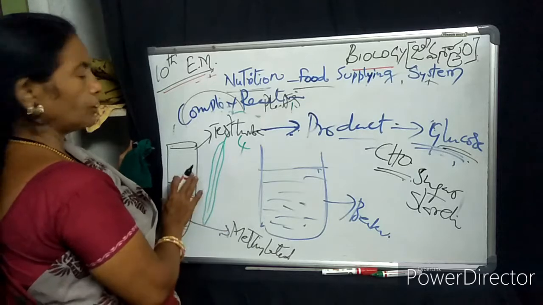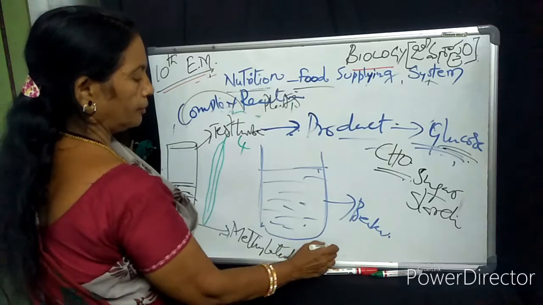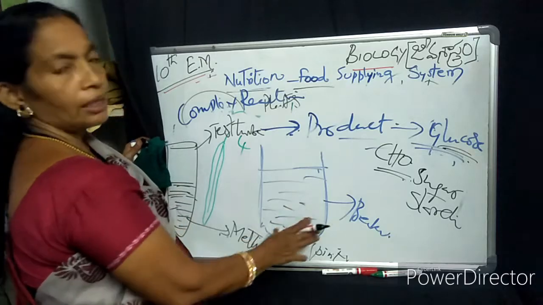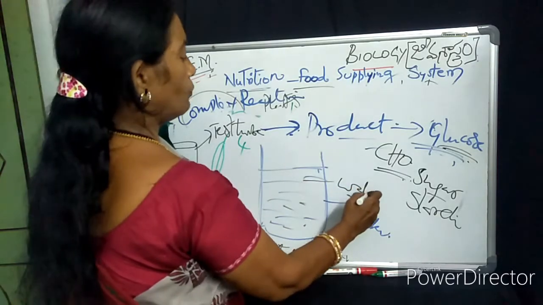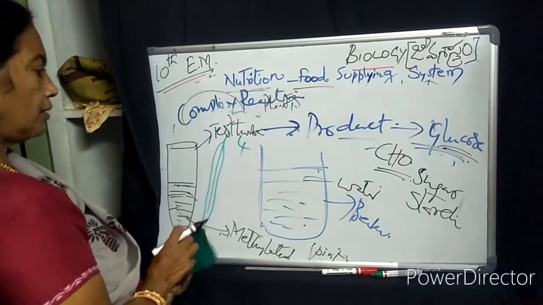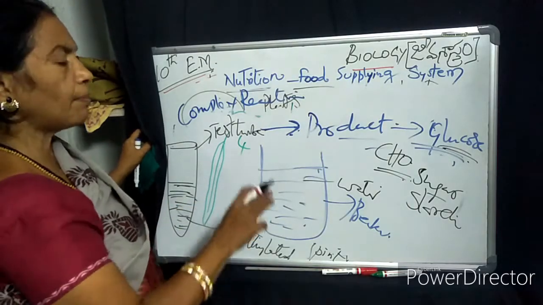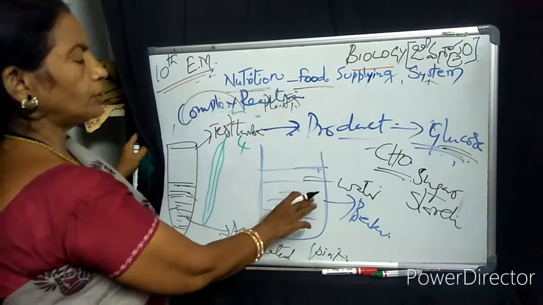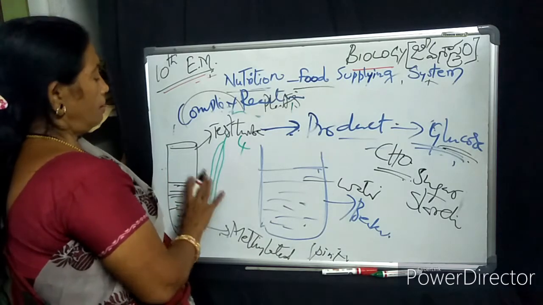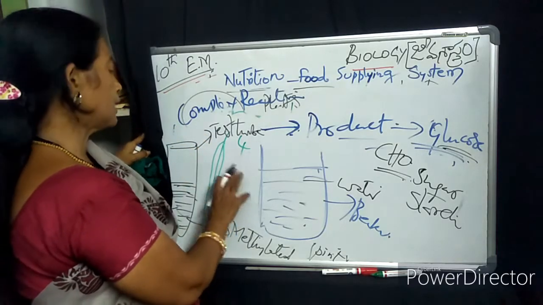So for the test, we have to take one test tube and put some methylated spirit, and then take one beaker with water. Now we have to do the experiment. Whenever we do an experiment, we have to take the apparatus first: a beaker with water, methylated spirit, and this test tube. And we should bring the leaf after it has been in sunlight for 4 hours.